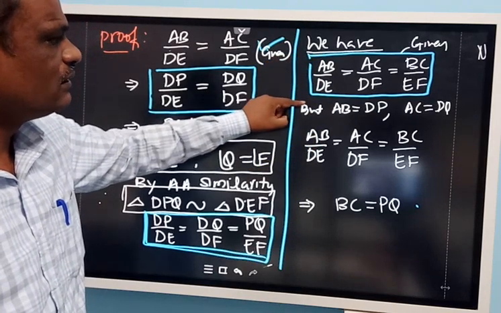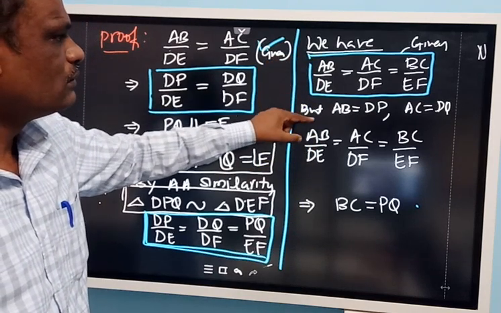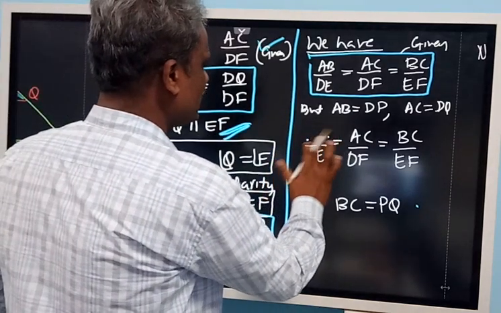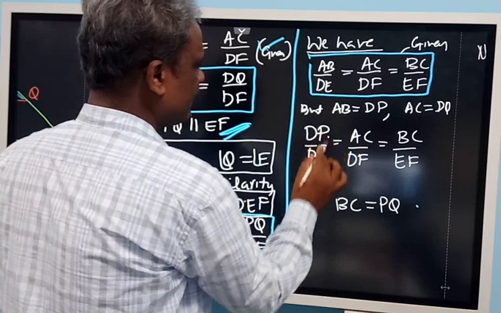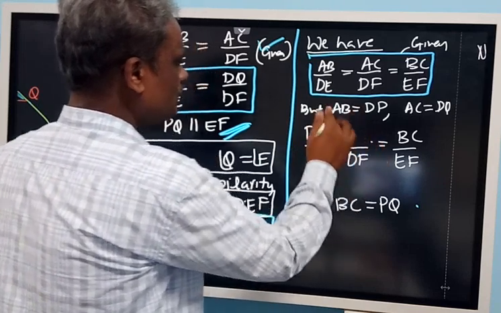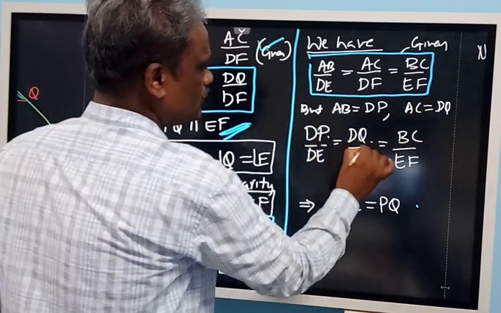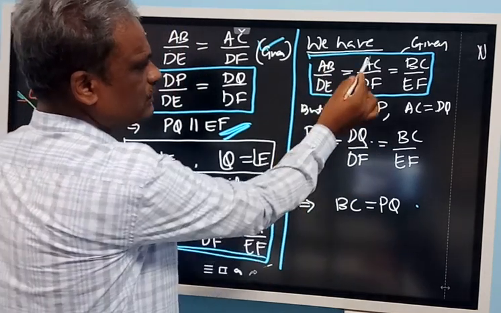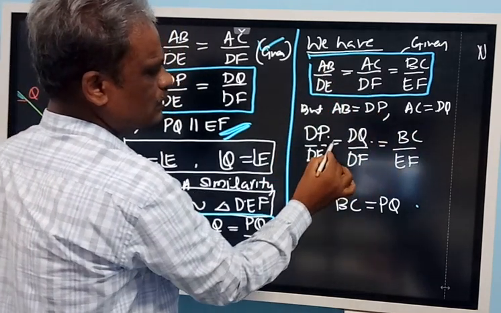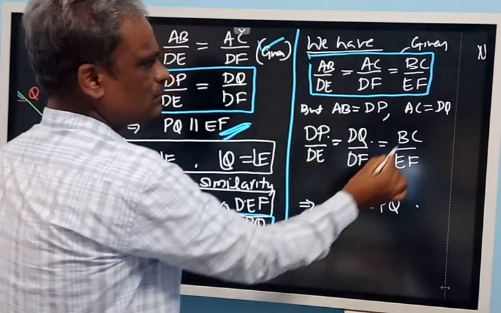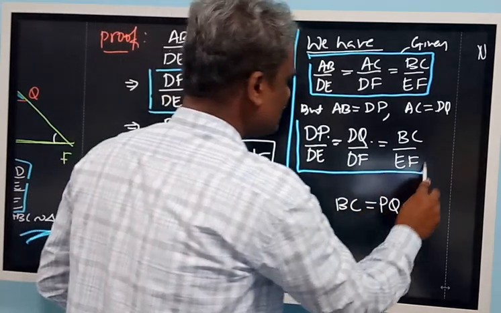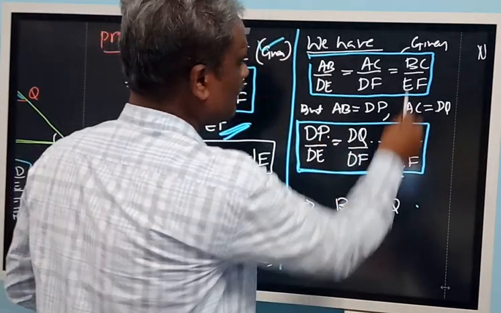AB by DE becomes DP by DE. Here AC will become DQ. So AB is replaced by DP, AC is replaced by DQ. Once you replace that, you keep BC by EF as it is. So this is another result we got from the given.